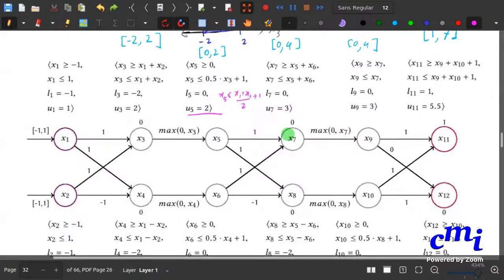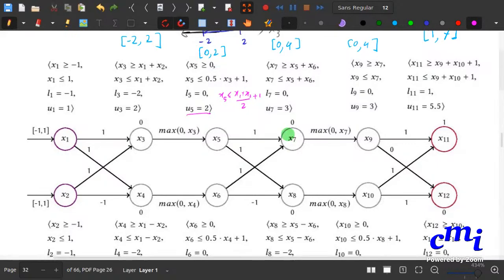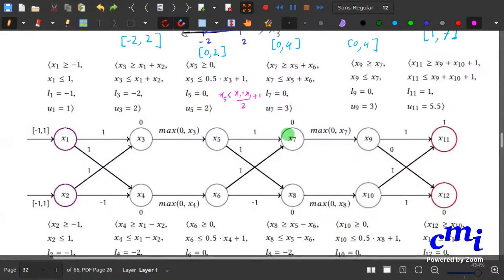Concrete lower bound is 0 because this is directly going to tell you that x5 is simply greater than or equal to 0. So you can just say concrete lower bound is 0, right? But concrete upper bound comes out to be 2. Again, it's not different from the intervals yet, but the difference will start showing one more layer down the line. So any doubts so far?